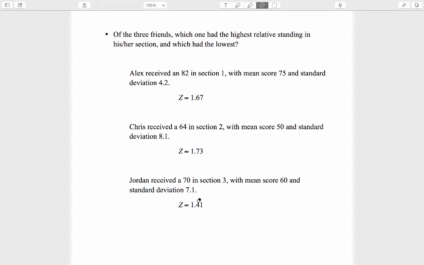Still better than 92% of the class, but not quite as spectacular a performance as Chris or Alex relative to their sections. Notice that the normal distribution is so clustered about the mean that by the time you're roughly 1.5 standard deviations above it, you have a score higher than well over 90% of the rest of the data.